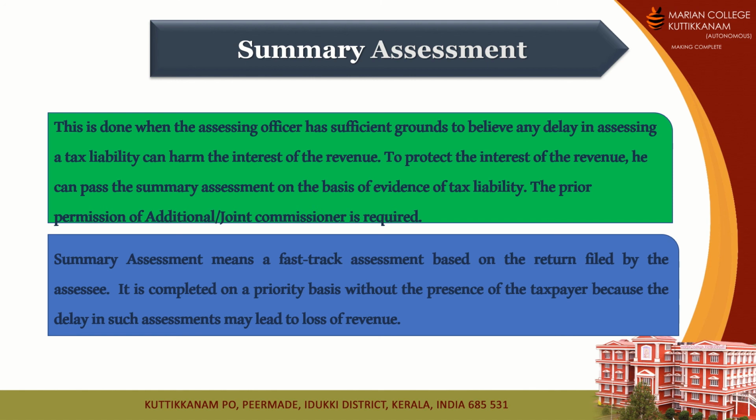This is done when the assessing officer believes that if some delay happens in assessing the particular taxable person, it may affect the interest of the revenue of the government. So if the proper officer feels that way, he can begin a summary assessment. Remember, this is to protect the interest of the revenue. He can pass the summary assessment on the basis of evidence of tax liability.